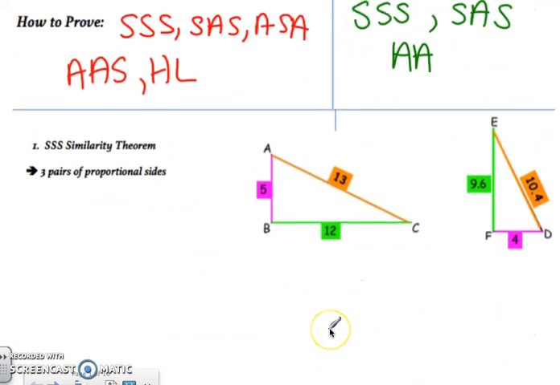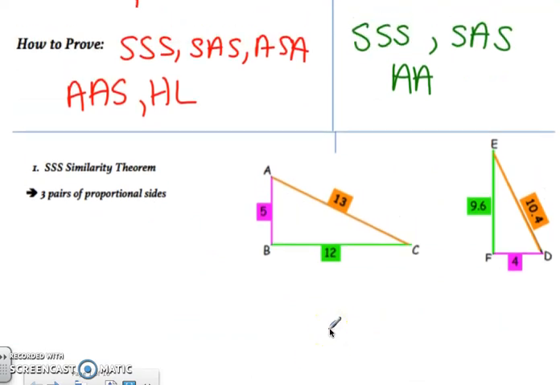Okay, so let's look at side, side, side similarity. They're going to give you 3 sides, and they're going to ask you, are they similar? So what you're going to have to do is check that the corresponding sides have the same proportions, like we've done before. It's already color-coded for us, okay? So I need to check 5/4, and let's say that's 1.25. If you like decimals, do decimals. If you like fractions, keep the fractions.